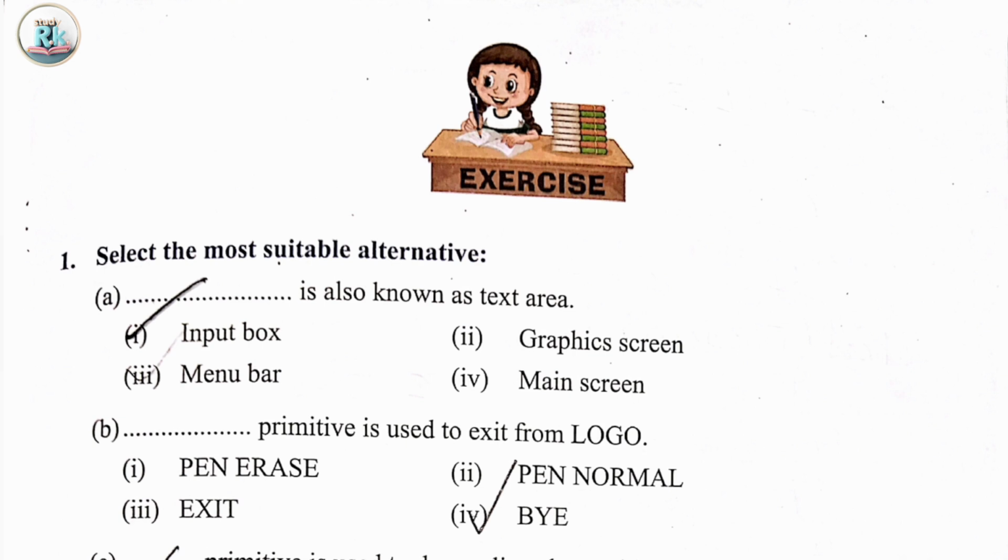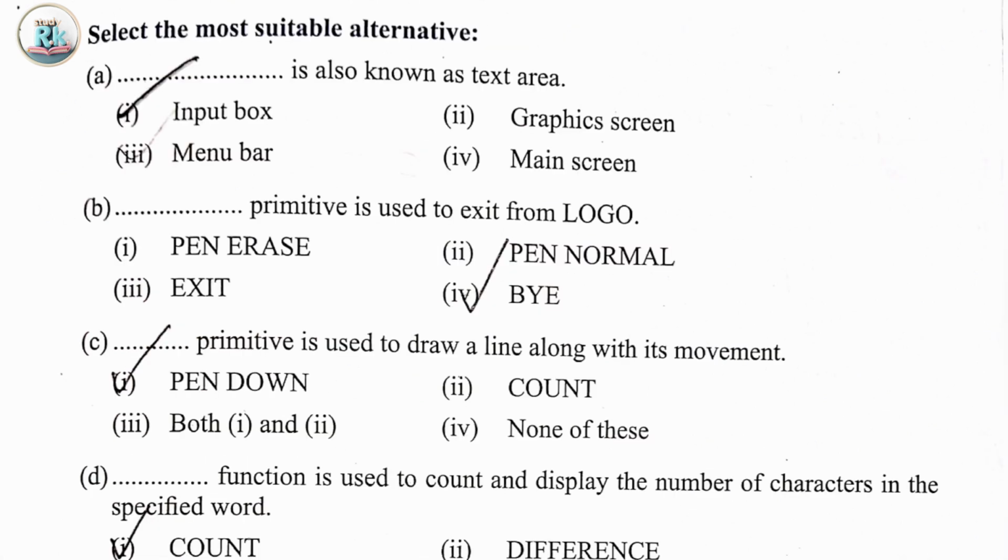A. Blank is also known as text area. Answer. Input box. Input box is the place where we type commands. B. Blank primitive is used to exit from Logo. Answer. BYE. BYE command is used to close Logo.